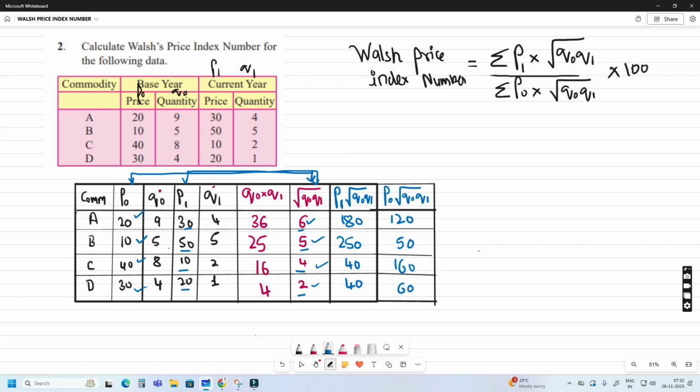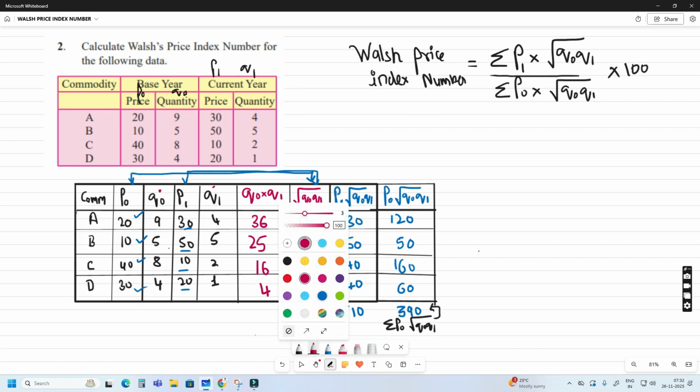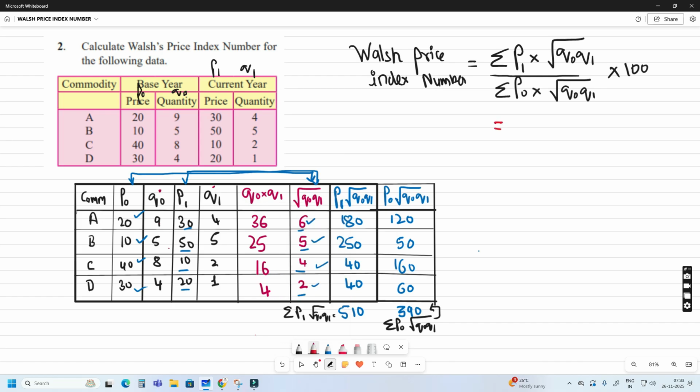Okay, so let us add them now. This is 510 and this is 390. So this can be called as the total of sigma P1 under root Q0 Q1, and this is the total of sigma P0 under root Q0 Q1. Okay, this is the total. Now directly we will substitute in the formula. So according to this the formula is sigma P1 under root Q0 Q1, so इसका total है 510 divided by 390 into 100.